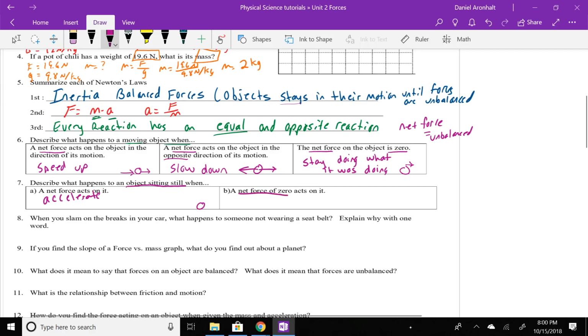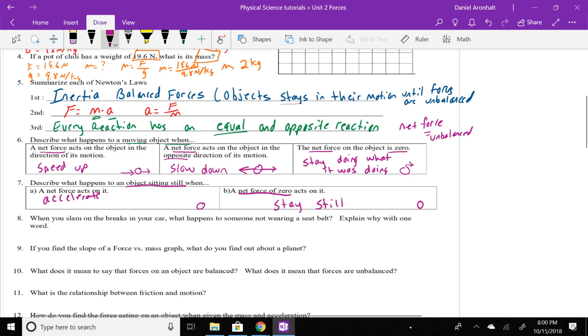Now we have a net force of 0. Remember, an object in motion will stay in its particular motion. Right now, the hockey puck is sitting still. Its particular motion is sitting still unless there's an unbalanced force on it. A net force of 0 is a balanced force. So since there is no unbalanced force, it will stay still. Okay?